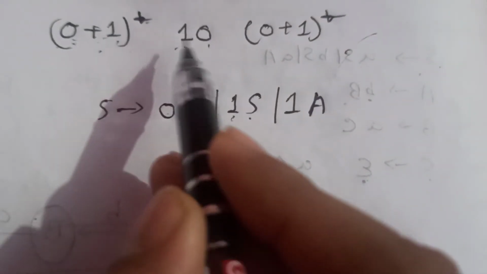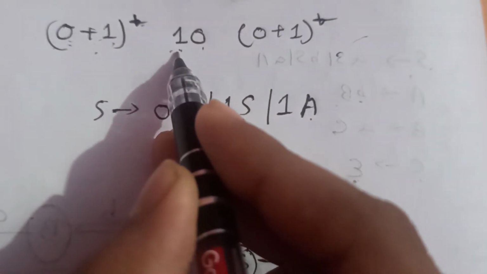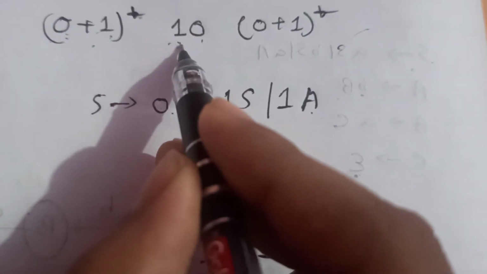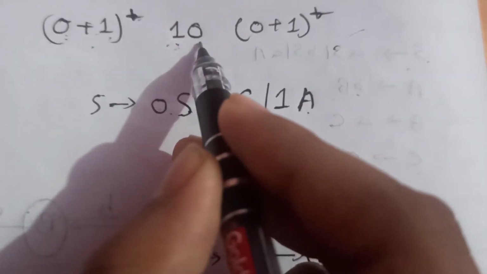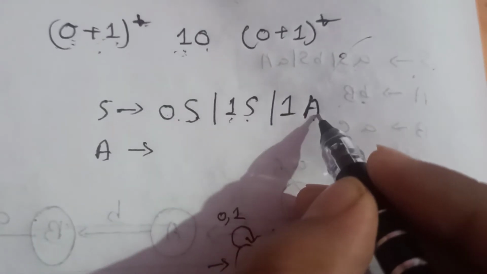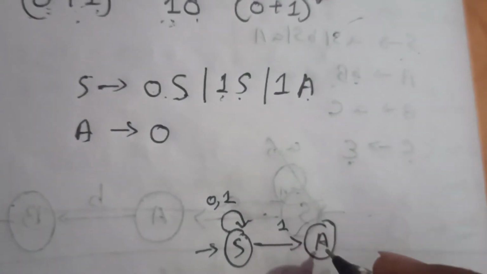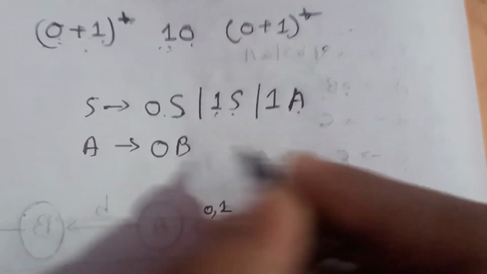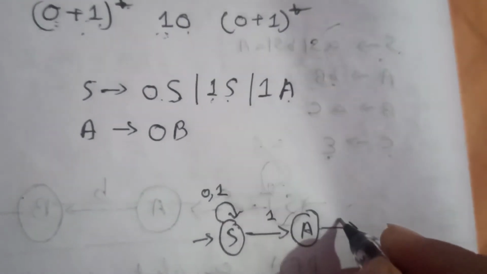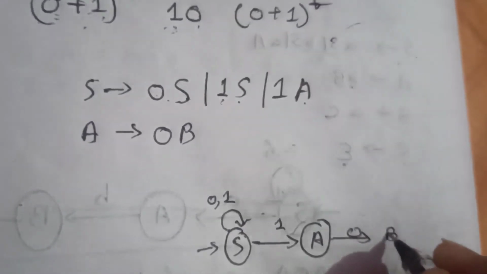Okay, now it is reaching state A, and after receiving value 1, what value should it accept? After receiving value 1 it should accept a new value 0. So from the state A, if it receives a new value 0, then it will be reaching where? Suppose a new state B. So after receiving value 0 it will be reaching a new state B.